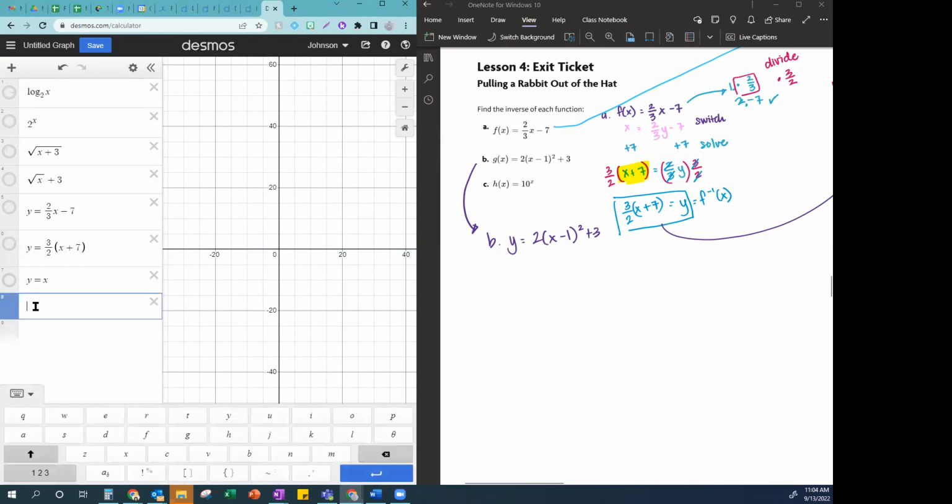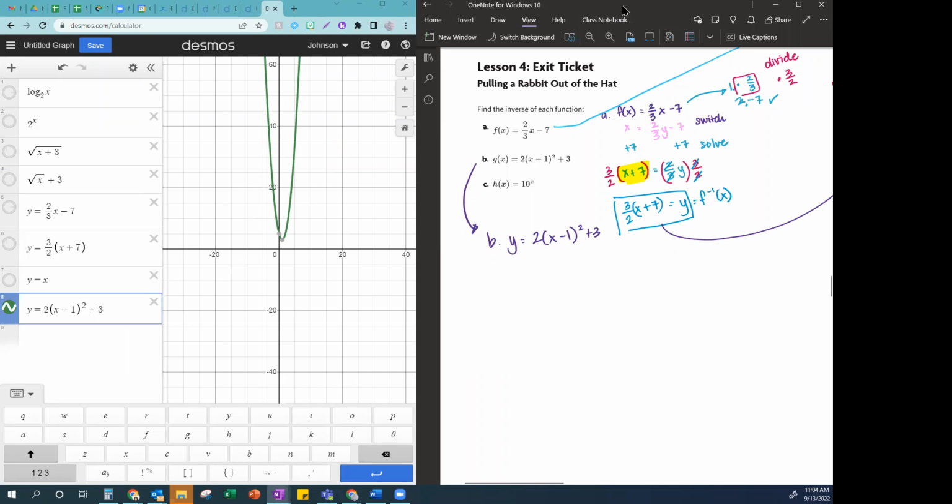So I'm going to graph this really quick. So y equals 2 parentheses x minus 1 parentheses squared plus 3. Did I copy that right? Nope. This is minus 1. 2 parentheses x minus 1 squared plus 3. Okay. If you notice this, something should be popping out to you right now. I'll give you a little hint.